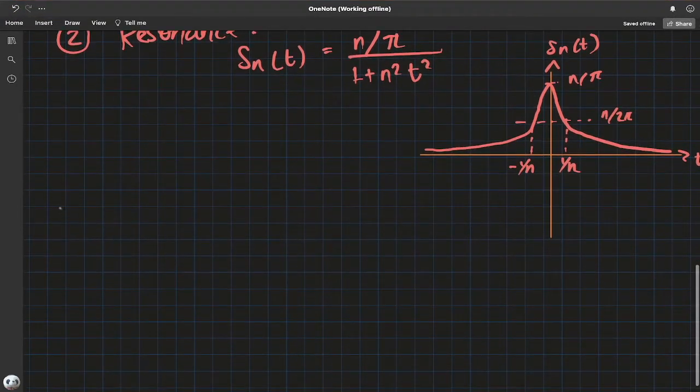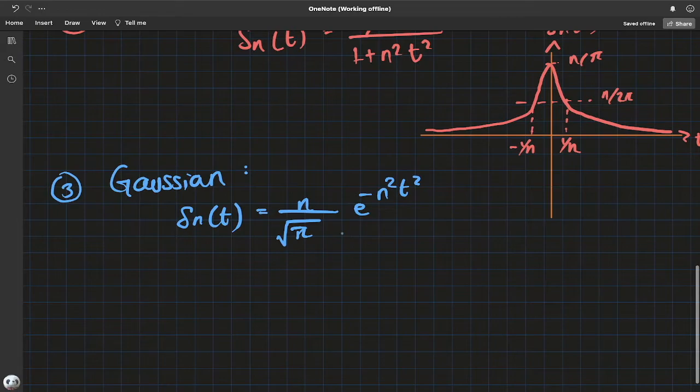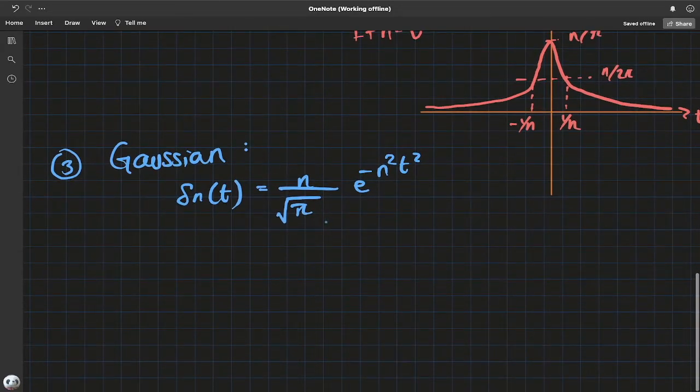Another way of doing it, calling it number 3, is using the Gaussian. Yes, Gaussians, we love Gaussians, don't we? So delta sub n of t is equal to n over square root of pi times e to the negative n squared t squared. And this again exploits the fact that the Gaussian integral is basically going to give you square root pi over n from negative infinity to infinity. I have made an entire playlist on the Gaussian integral, so please check that out.